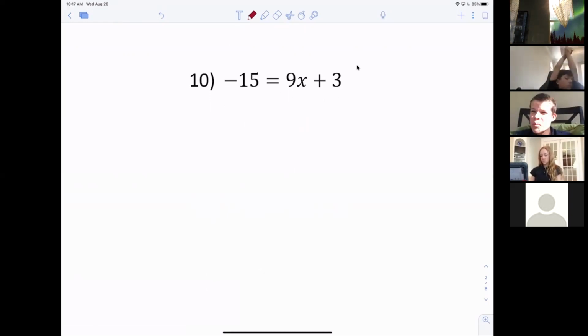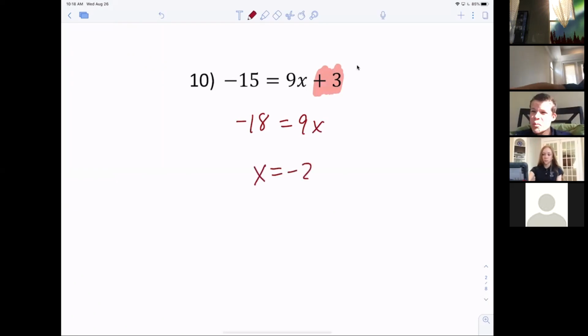Right now, I need to eliminate the +3. To eliminate the +3, I just have to do what? Subtract 3. Thank you, Jack. Subtract 3. Now, your brain should be able to tell you -15 minus 3 is what? -18. -18 is equal to 9x. And now we just divide by 9. And when you divide by 9, you should be able to tell me that's just x equals -2.